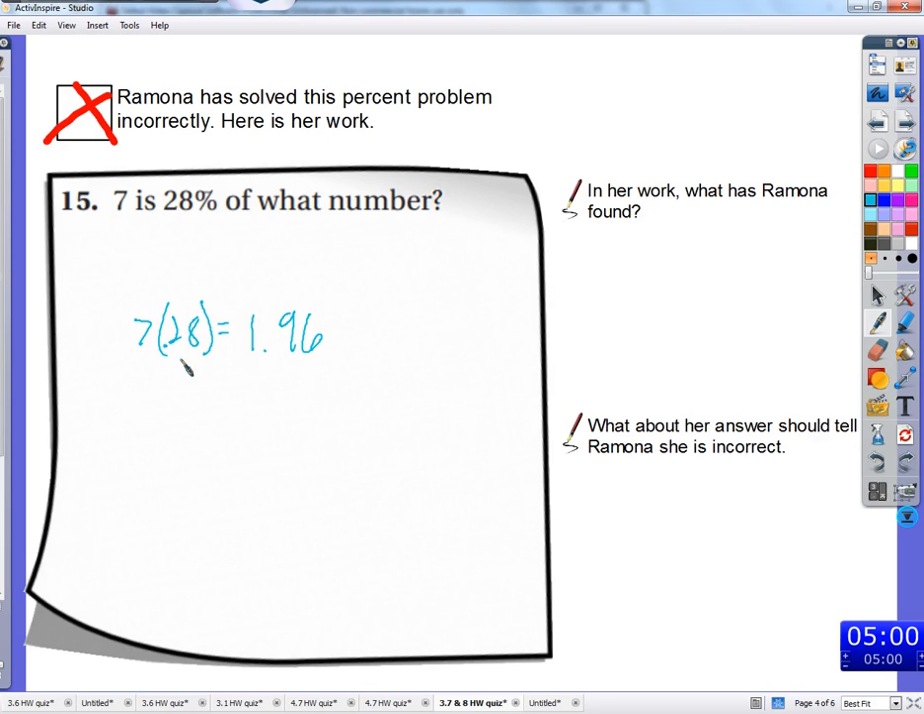That's not what they said. They didn't say find 28% of 7, right? But this can help us if we realize the mistake. So just really quickly, what did she find? 28% of 7. That's what she found. If I did want 28% of a number, how would I find 28% of some number? Jada? Multiply that number by 0.28. Exactly right. Take 0.28 times some number, let's just call it x. Whatever number you want to find 28% of, you just multiply that number by 0.28, the decimal.